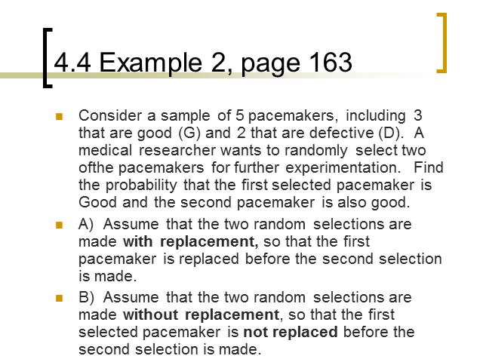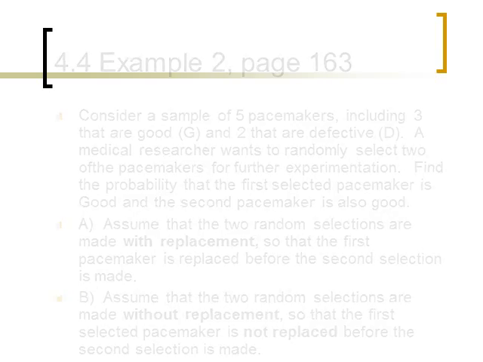Here's example 2 on page 163. Consider a sample of 5 pacemakers, including 3 that are good, G, and 2 that are defective, D. A medical researcher wants to randomly select 2 of the pacemakers for further experimentation. Find the probability that the first selected pacemaker is good and the second pacemaker.